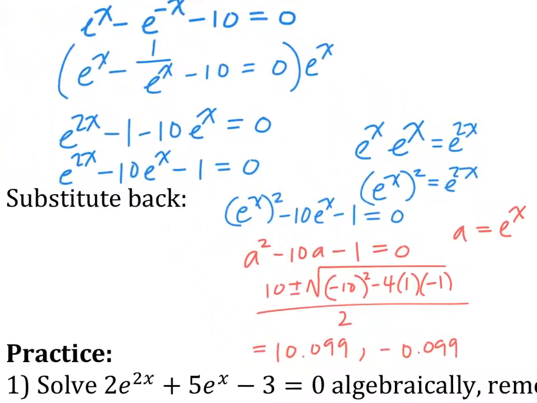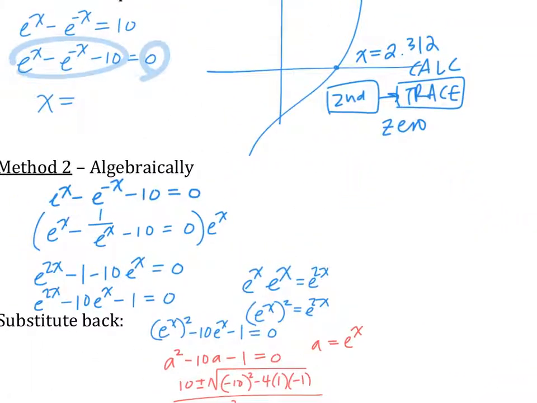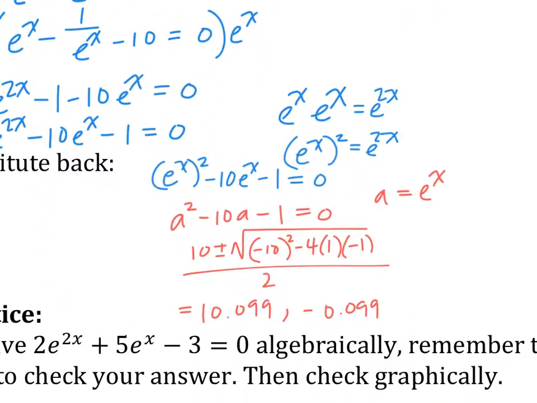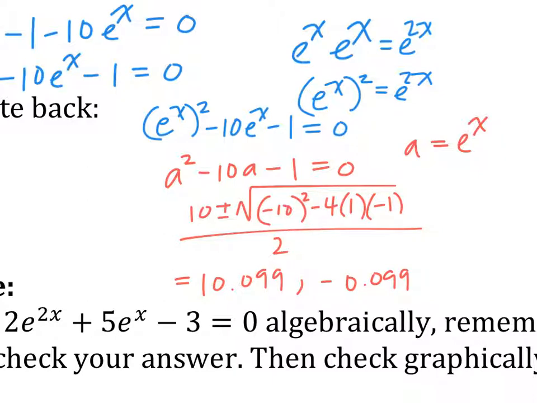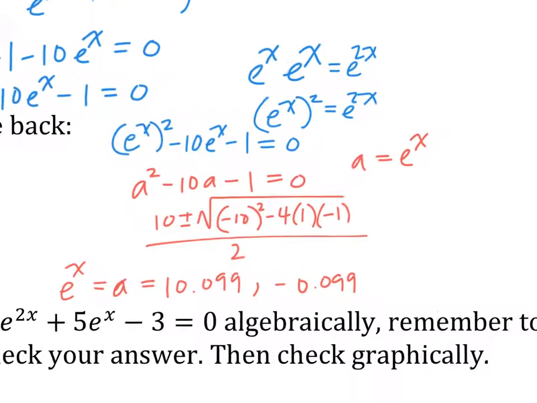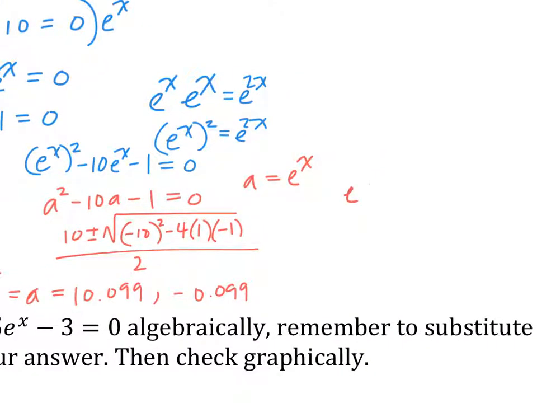None of those answers match what I got before, right? We got x equals 2.312, but these two numbers don't match. Why not? Yes, because what did we just solve? We solved a. We didn't solve x. e to the x is a. Now we have to solve for x. That's why it's not the correct answer. So e to the x is equal to 10.099, or e to the x is equal to negative 0.099.